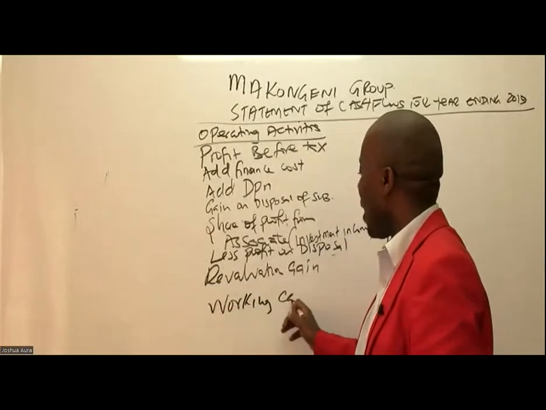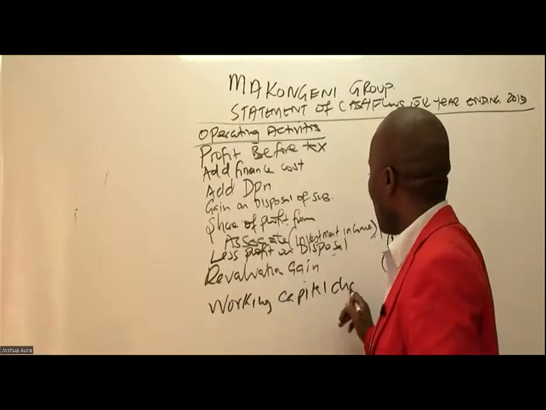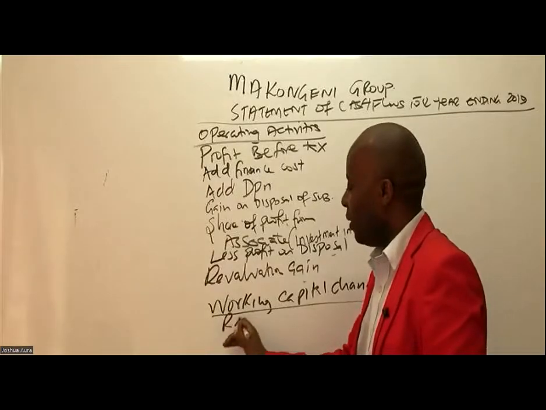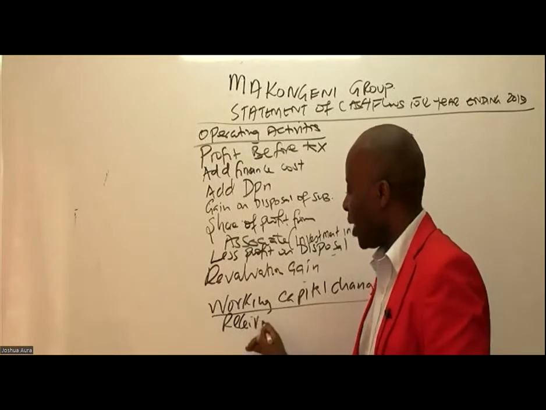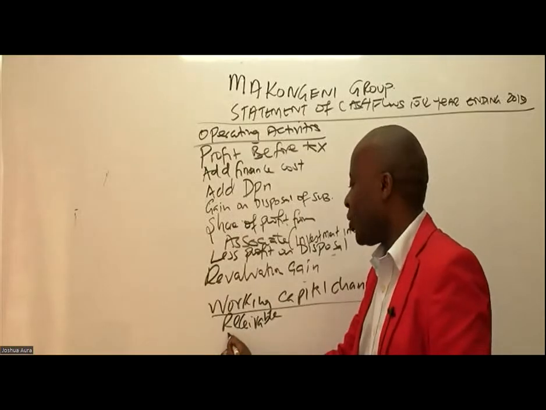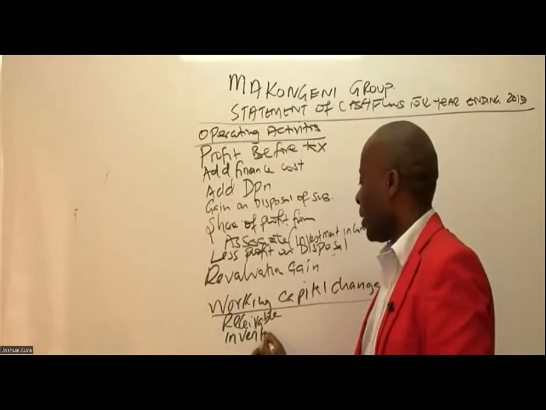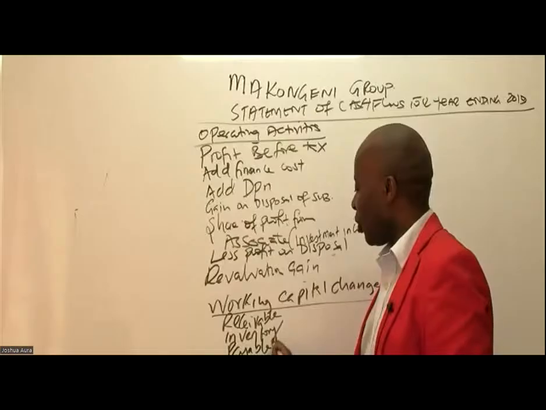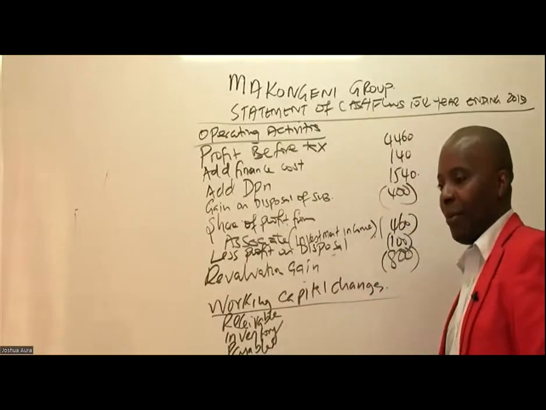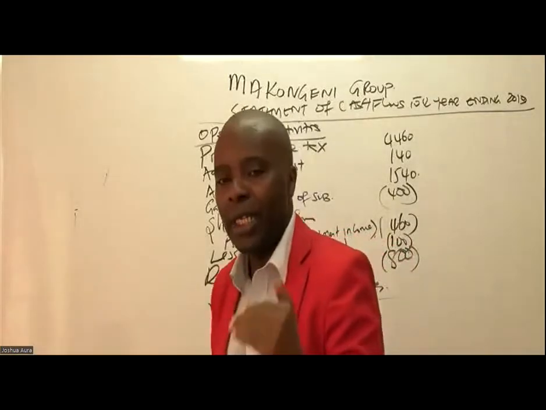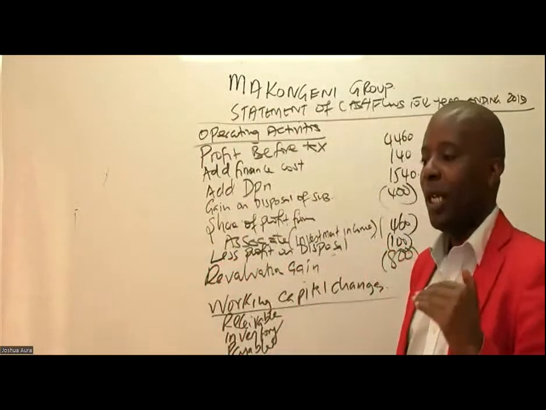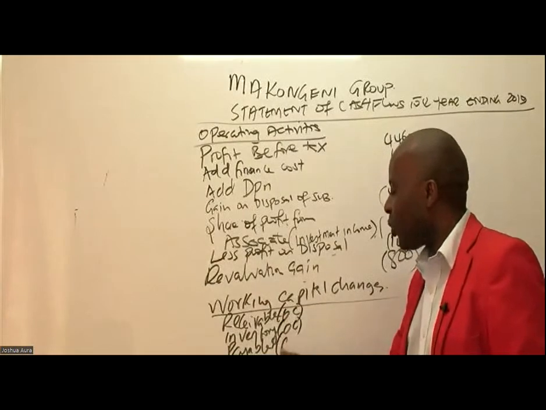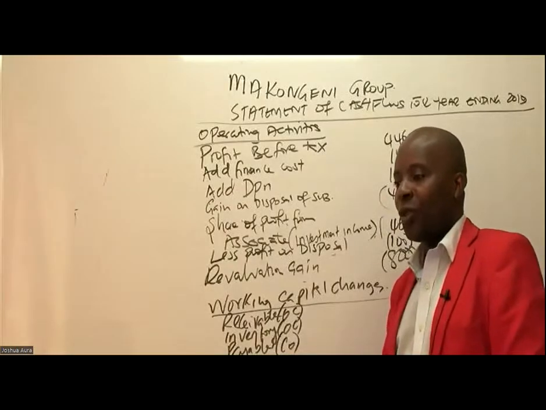So we have here working capital changes. Remember, you gave me 3 things: receivables, inventory, and lastly the payables. I should have begun with inventory, but no harm. So let's start with receivables. Remember, receivables and inventory are normally OC. Payables is CO.